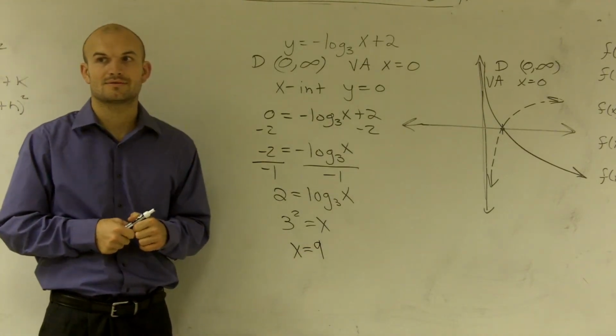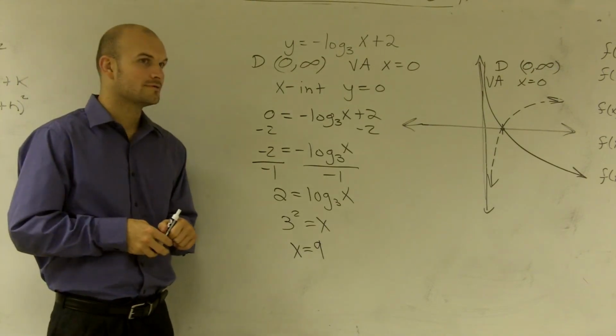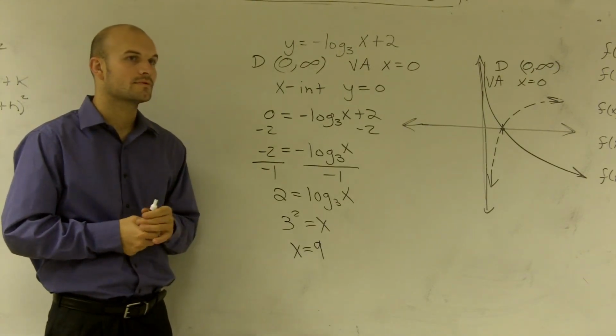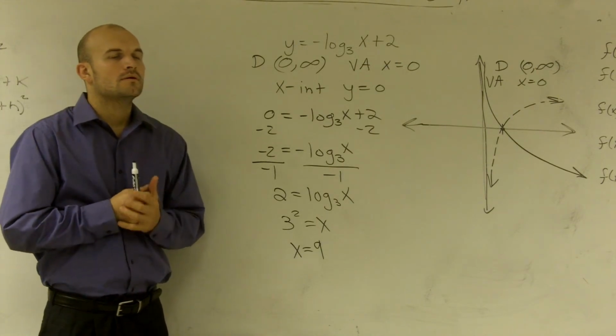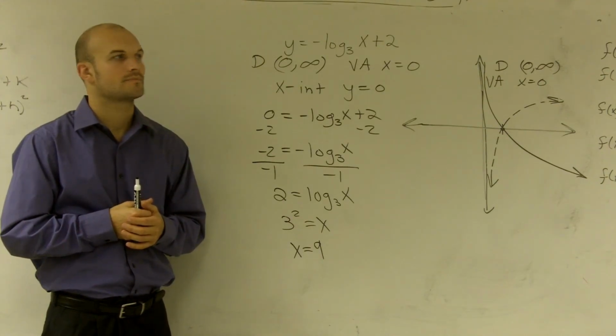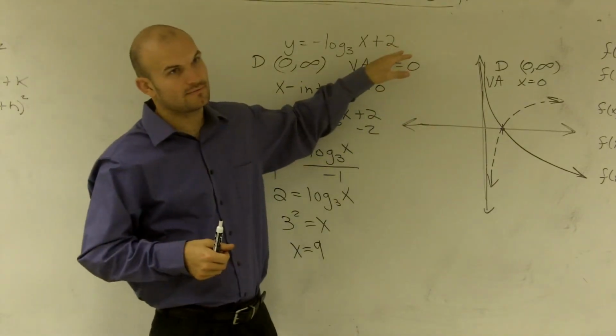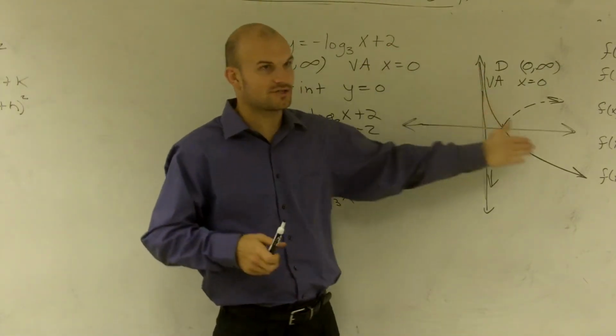Does that make sense? Kind of? Not at all. Then how is the parent graph? Your x-intercept is 1, 0. Because remember, I didn't shift this up 2 yet. This graph, all I did was show you the reflection.